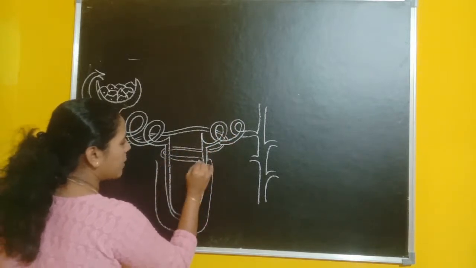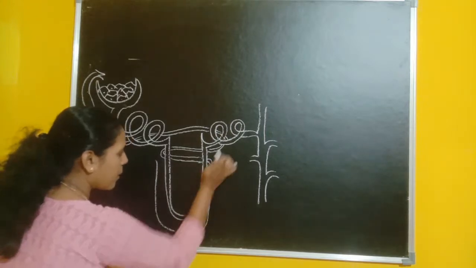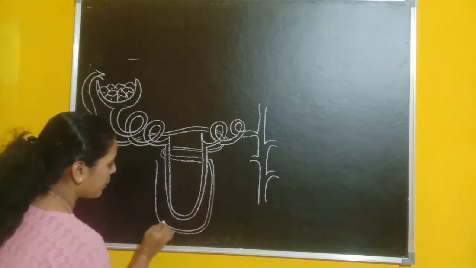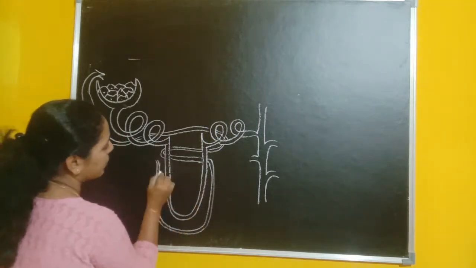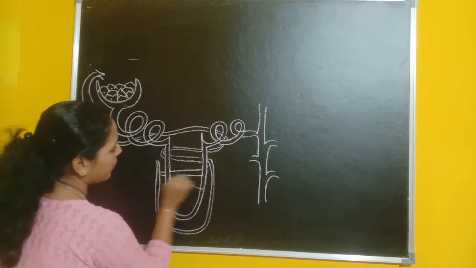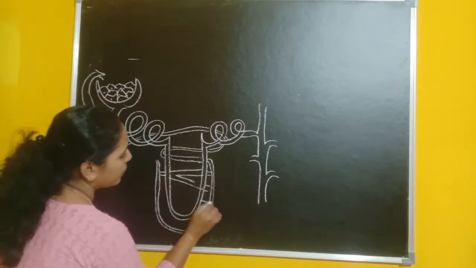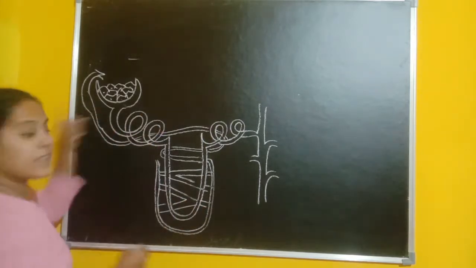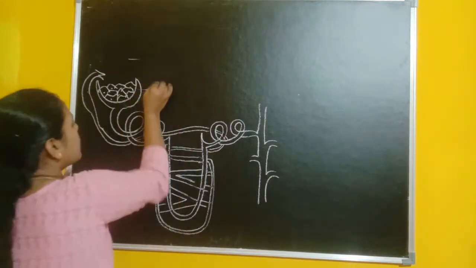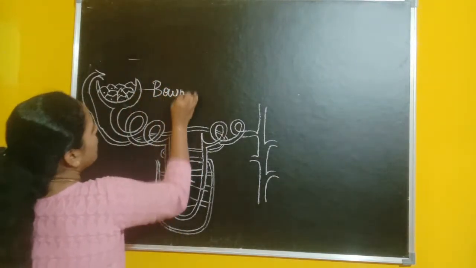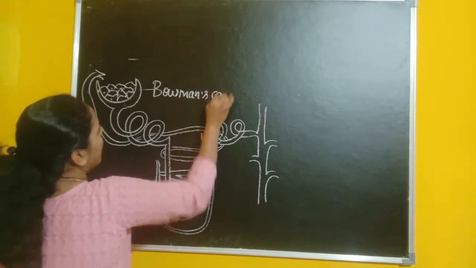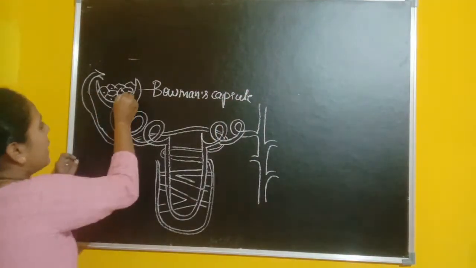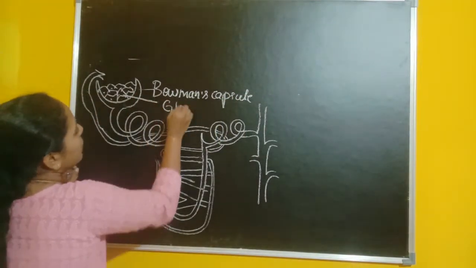So to make you understand this concept. Okay. So what is this called? This cup-shaped structure is called the Bowman's capsule. Then the thin branched structure of the blood vessels is called the glomerulus.